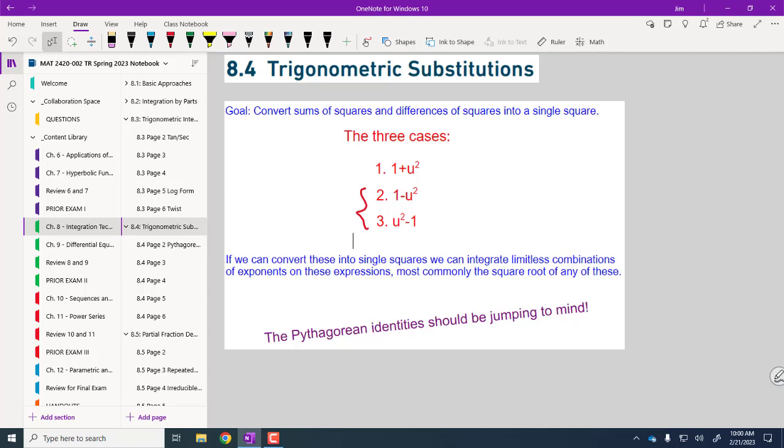Tangent squared plus 1. Those are 2 terms, but that's equal to secant squared, which is 1 term. So that's our underlying strategy: take two terms and turn them into one. And that's what the Pythagorean identities do. They take two terms and turn them into one. So that's going to be our goal.